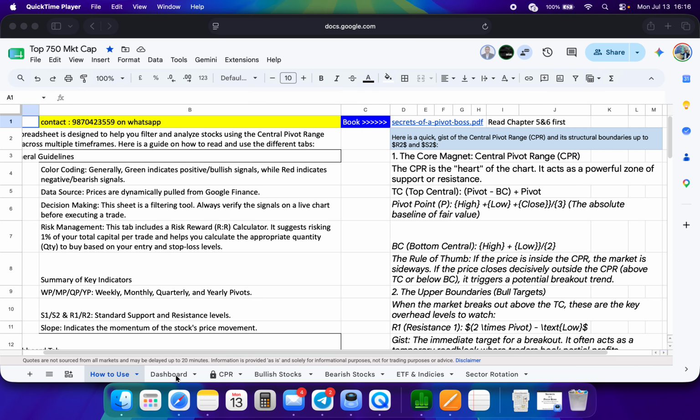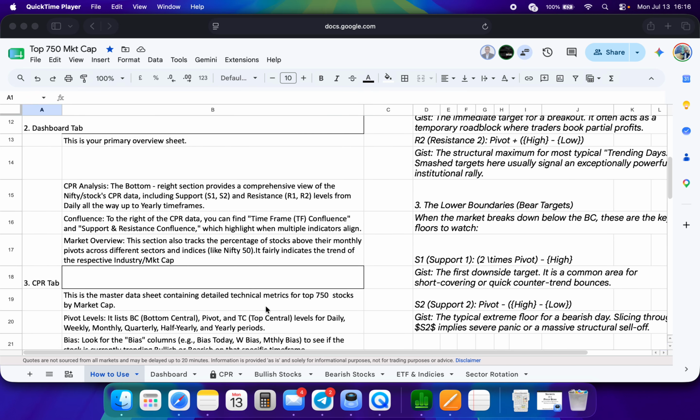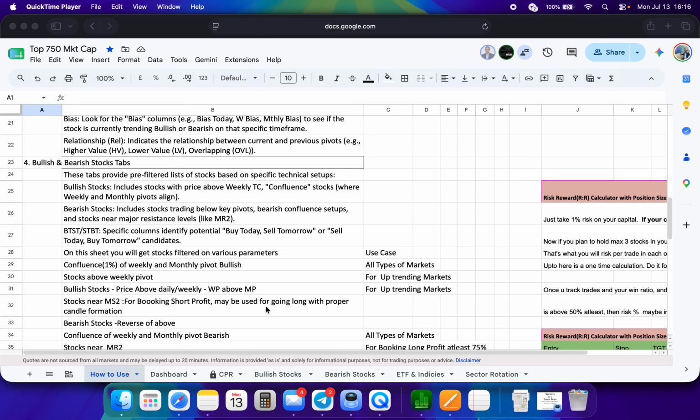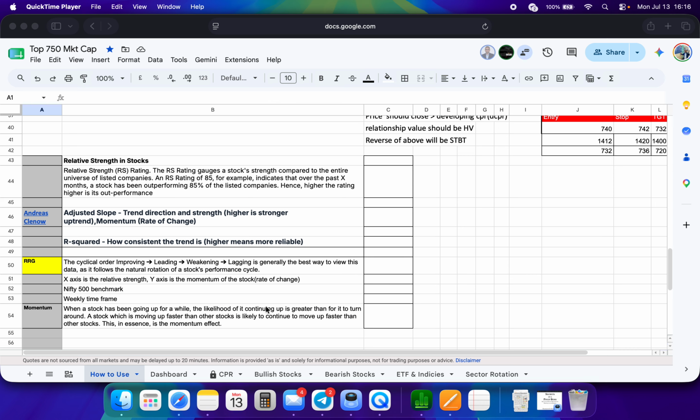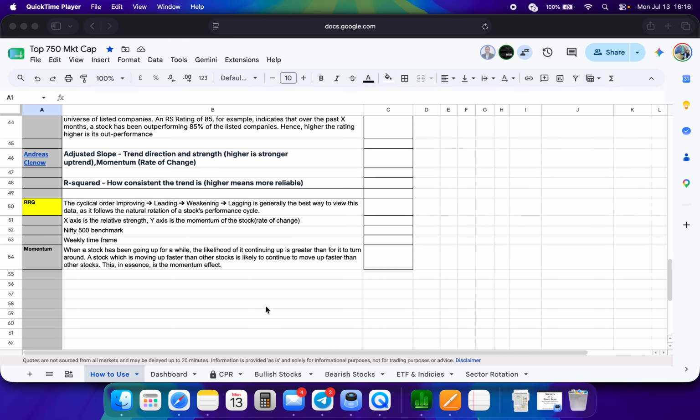Once you have gone through the How to Use details, you have a risk calculator also over here. Then you have what is the meaning of relative strength, what is the meaning of adjusted slope, that is momentum, and R squared. These are both based on Andreas Clenow's Stocks on the Move, ideas taken from there. Then there is the relative RRG graph and momentum. All these are explained over here.